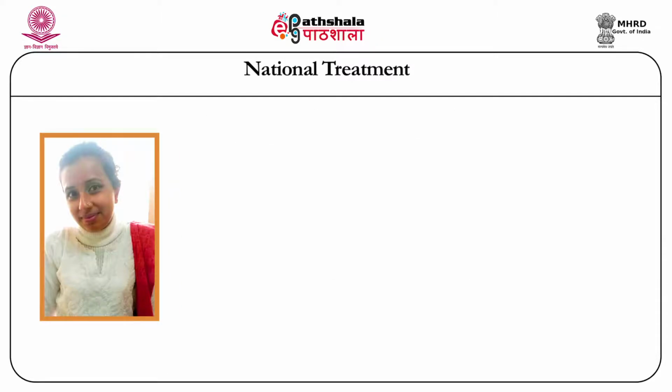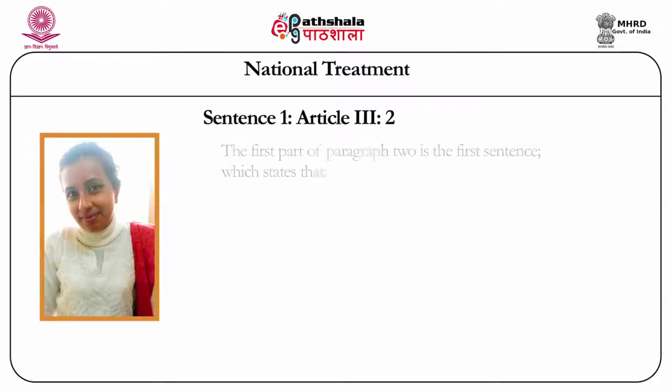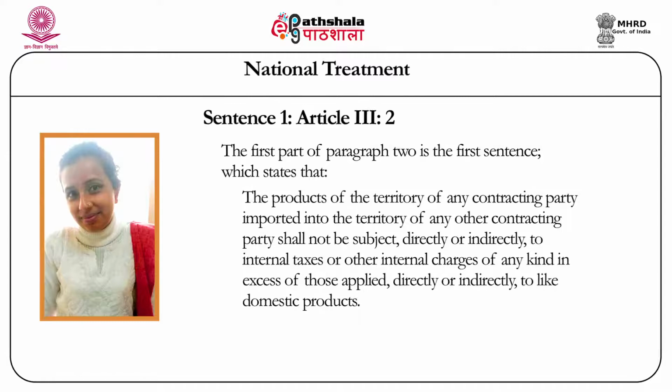Now, we will understand the first sentence of Article 3 Clause 2. The first part of paragraph 2 is the first sentence, which states that the products of the territory of any contracting party imported into the territory of any other contracting party shall not be subject directly or indirectly to internal taxes or other internal charges of any kind in excess of those applied directly or indirectly to like domestic products.